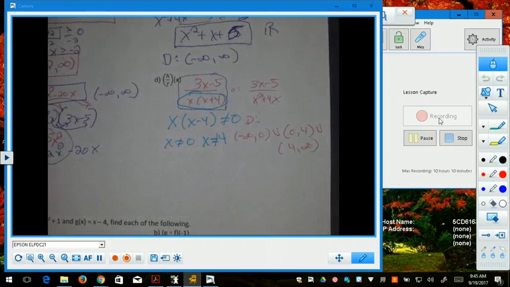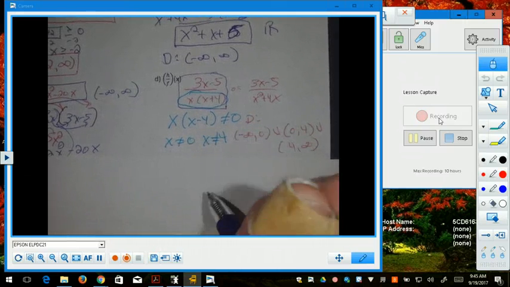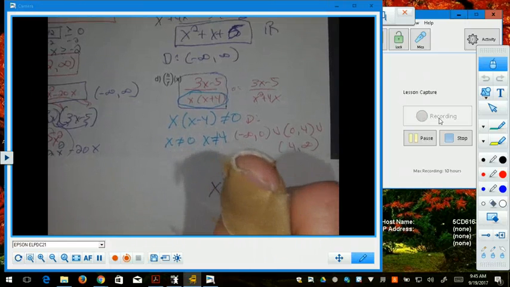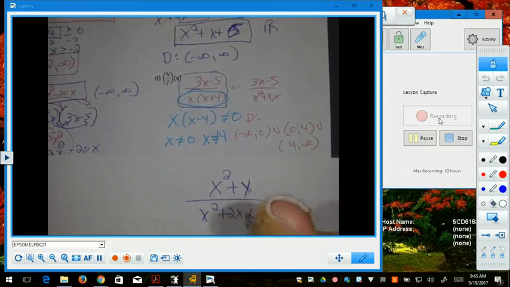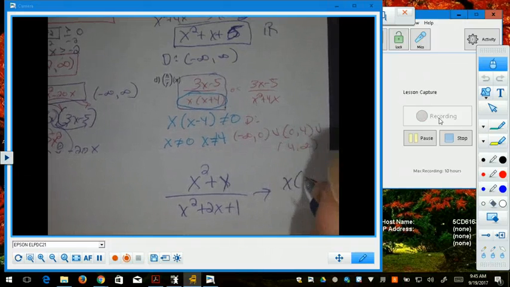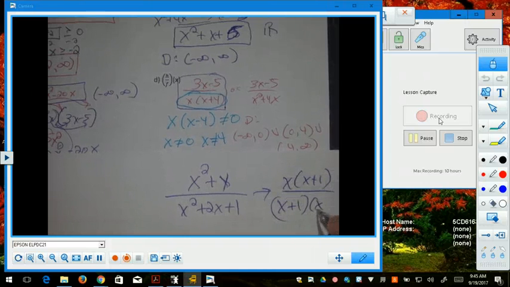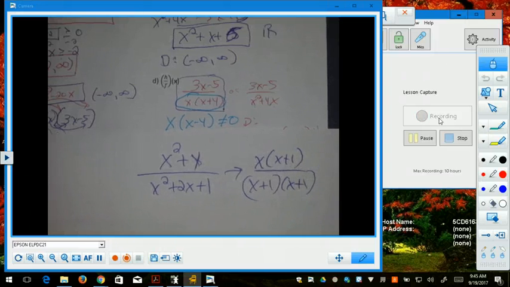Now, I want to make this point very clear. If you want to write this down on the side of your paper, you can, but you don't have to. After I put them together, let's say I had x squared plus x over x squared plus 2x plus 1. Well, you factor that, you get x times x plus 1 over x plus 1 times x plus 1. What's going to happen here? It's going to cancel. Before I simplify, I need to look at my domain.